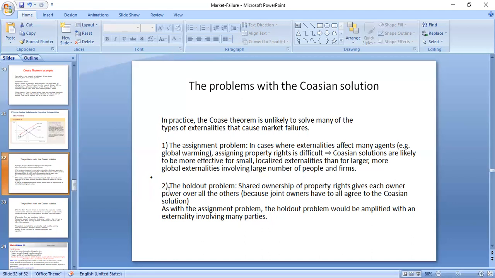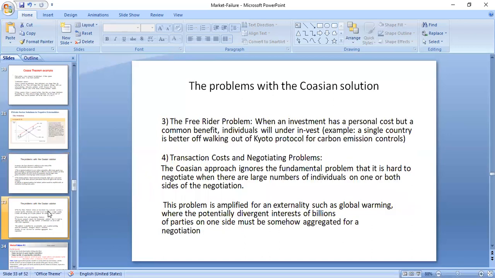Then the theory was also criticized with the holdout problem. Here, the theory was criticized in a way that it is not automatic that these parties will always agree. It can happen that one party fails to agree to private bargaining. So if one party refuses to agree, then the theory will not be applicable.